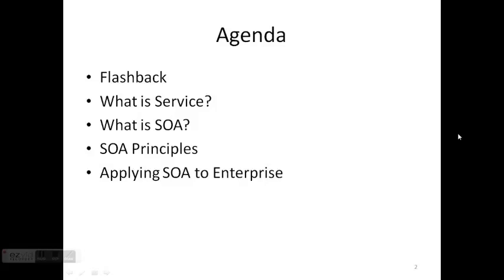and its relation to this session's material. I will then talk about service and the nature of service. Then I will explain what the SOA or service-oriented architecture is, and then I will move on to the principles of SOA, and then at the end I will talk about the application of SOA in enterprise architecture.